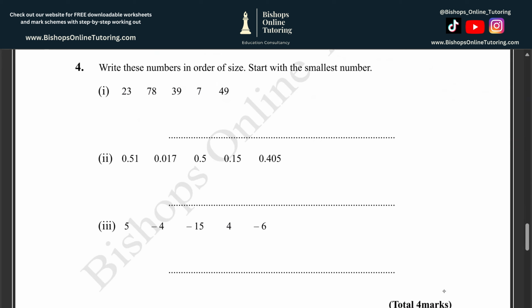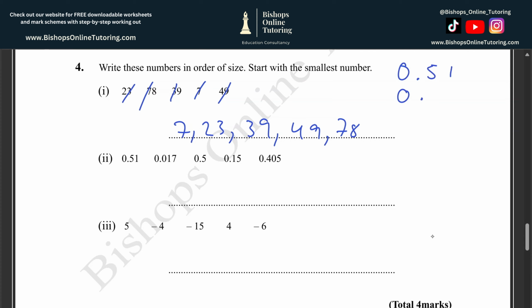Write these numbers in order of size, start with the smallest. So 7's the smallest, we've got 23, 39, 49, and 78. Okay, same concept over here, 0.51, 0.017, 0.5, 0.15, and 0.405. Go ahead and fill the spaces with a bunch of zeros.